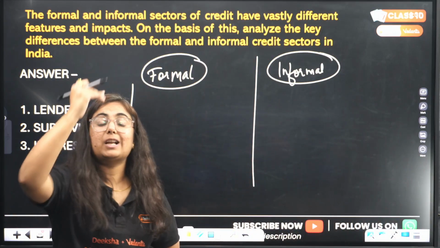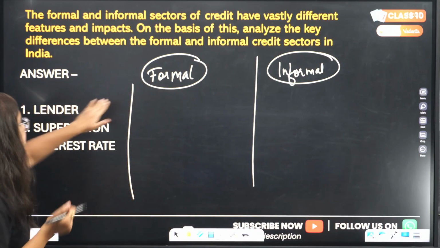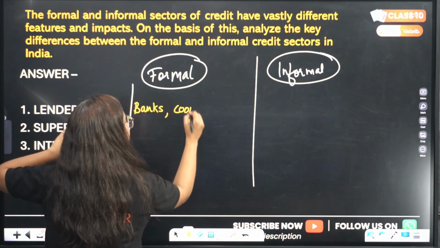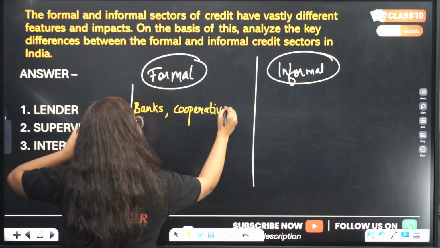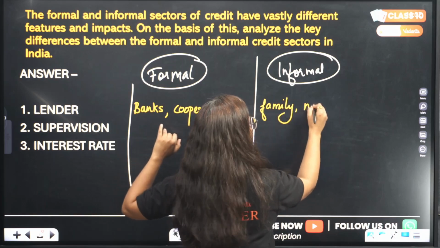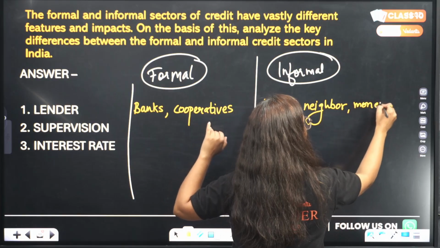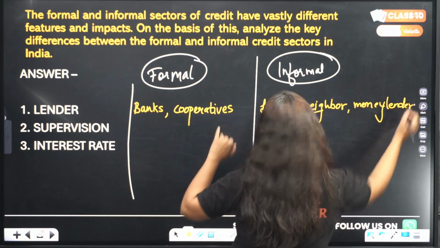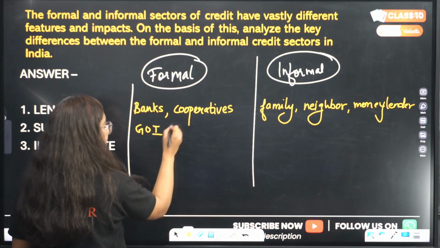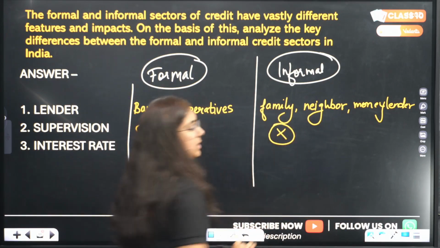Formal sector of credit means a sector that is giving you a loan. If I talk about lender in a formal sector, it can be banks, it can be cooperative banks or cooperatives. But in the informal sector, it can be your family member, your neighbor, or your moneylender who is giving money in a village, etc. If I talk about supervision, it is supervised by the government of India, under which RBI is working. However, in the informal sector, there is no supervision.